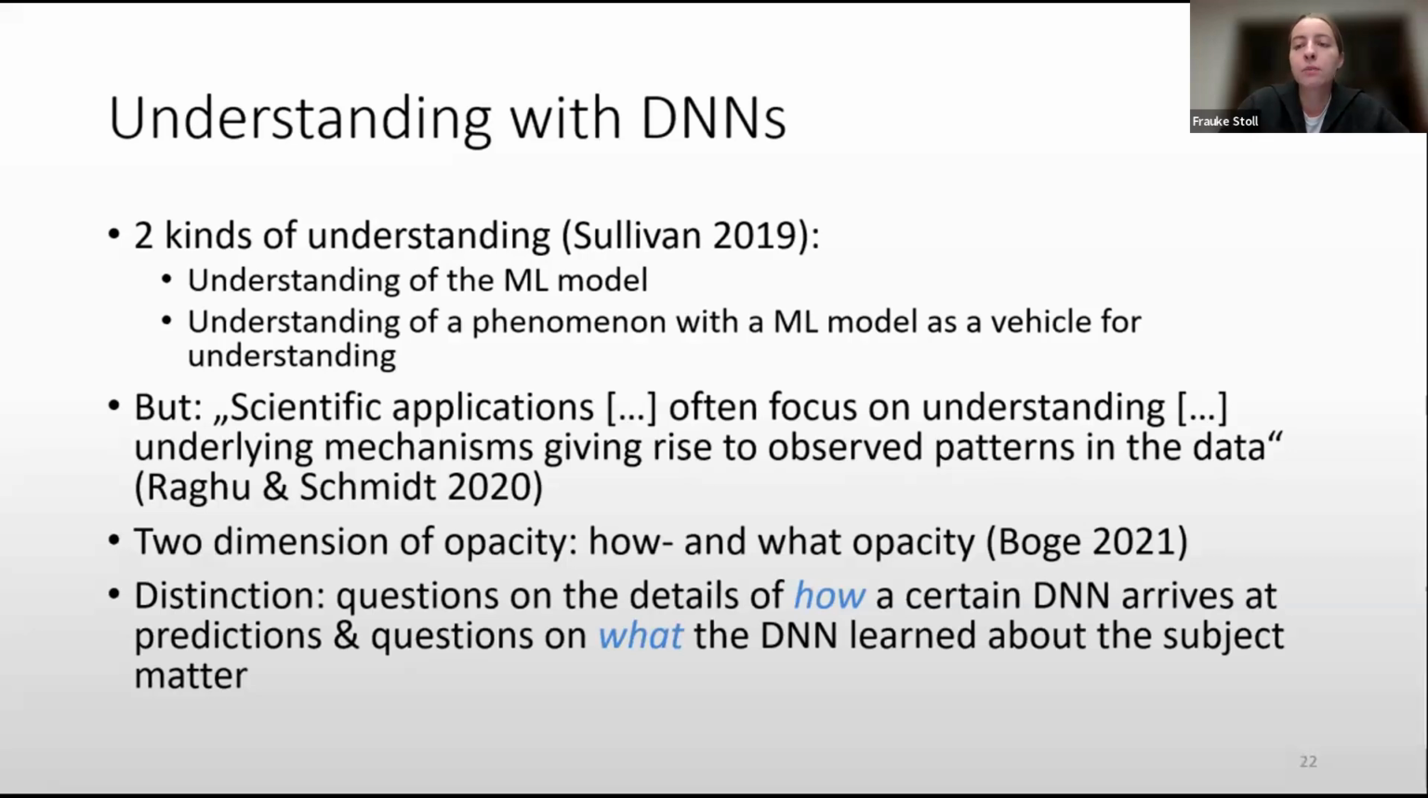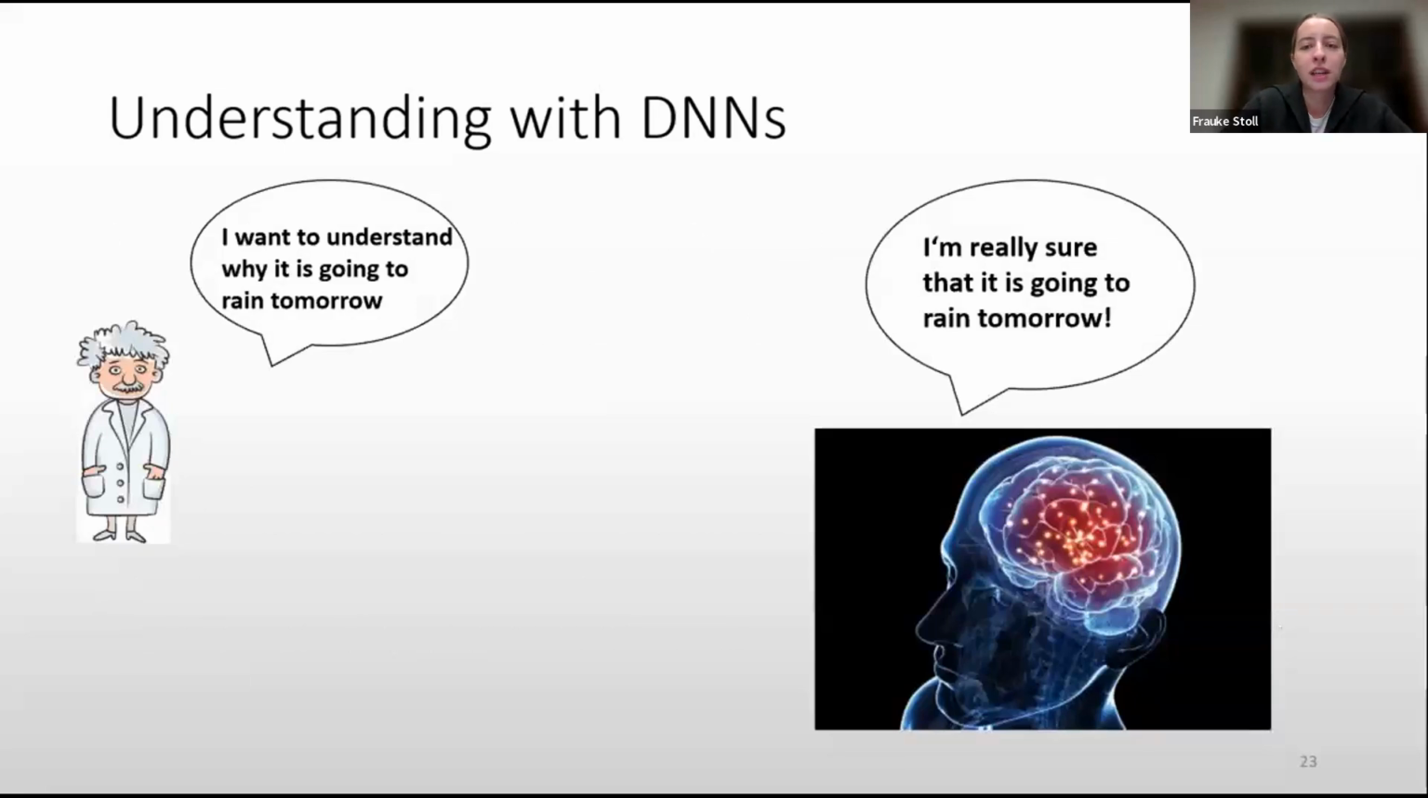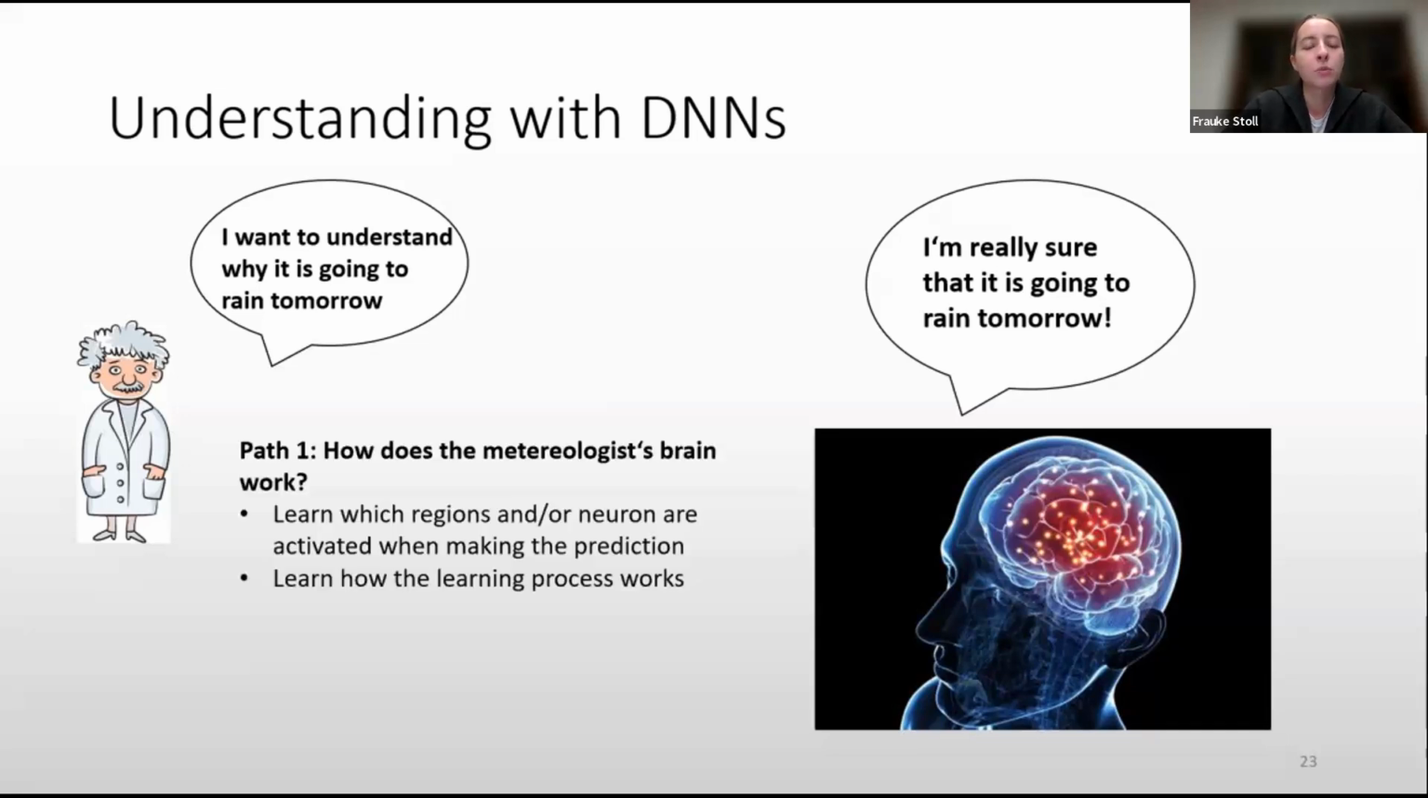To give you an intuition of the difference between how and what opacity, just imagine that a meteorologist is telling you, I'm really sure that it is going to rain tomorrow, and you are an aspiring meteorologist and you want to understand why that is the case. Your first idea would be to go via this how path and ask, how does the meteorologist's brain work? Maybe you learn which regions and neurons are activated when making the predictions, and maybe you learn how the learning process works. But then you think about it and realize, okay, I didn't really get an understanding of why it is going to rain tomorrow. I just learned how his brain works.